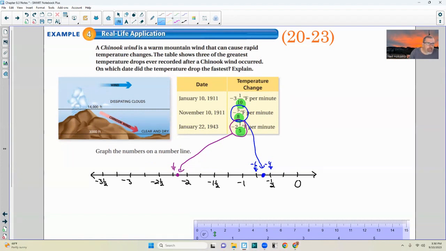And then finally, let's do this one in red. Negative 3 1/10. Here is negative 3. Here is negative 3 1/4. So 1/4 is 0.25, 1/10 is 0.1. So it would be less than halfway. It'd be closer to 3. So it'd be right here. So this is negative 3 1/10.